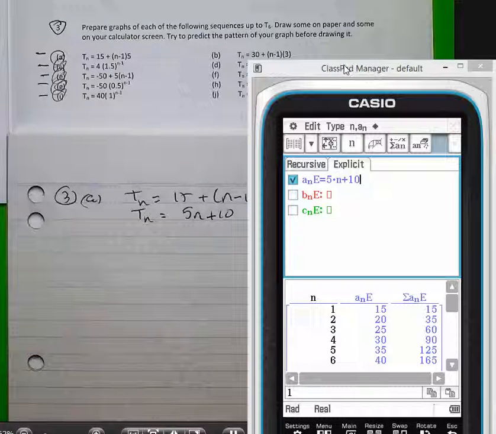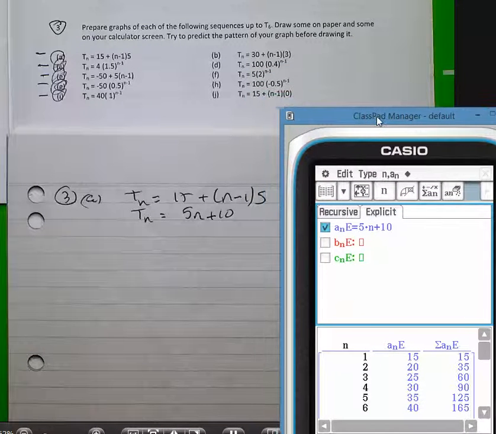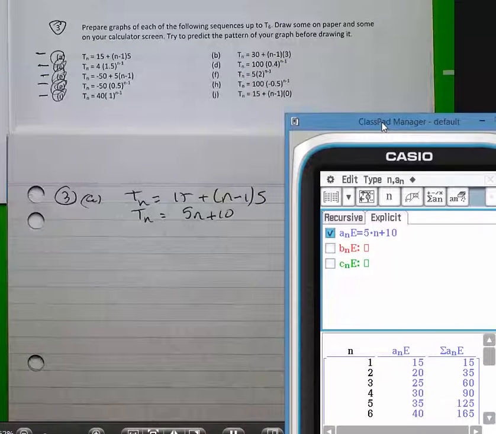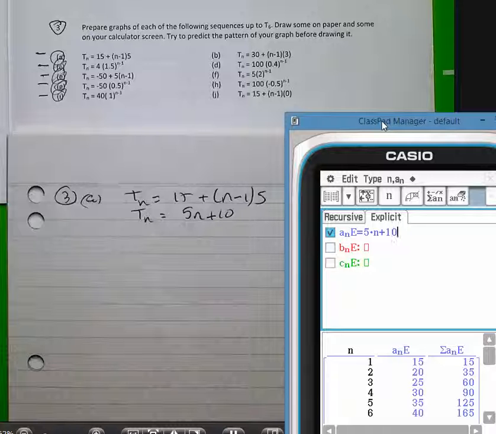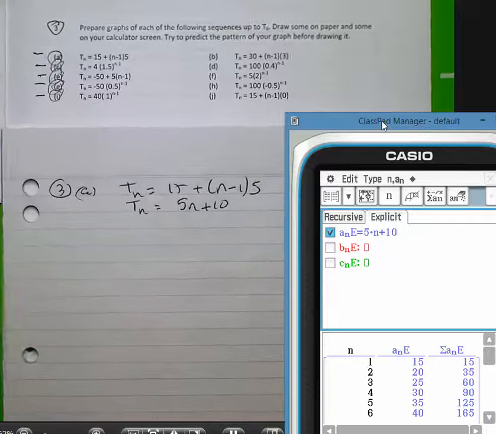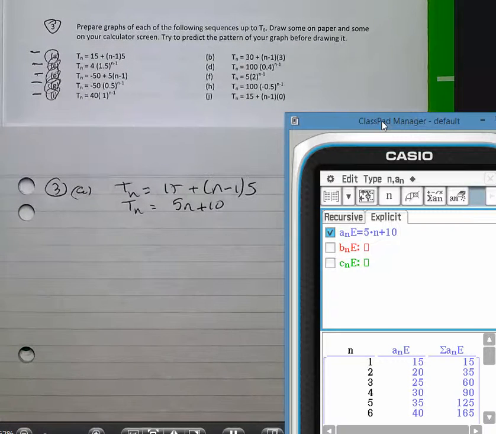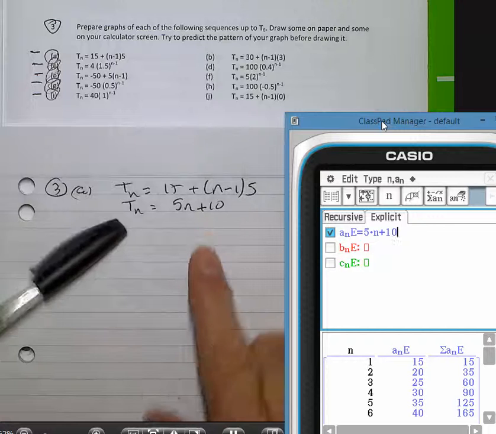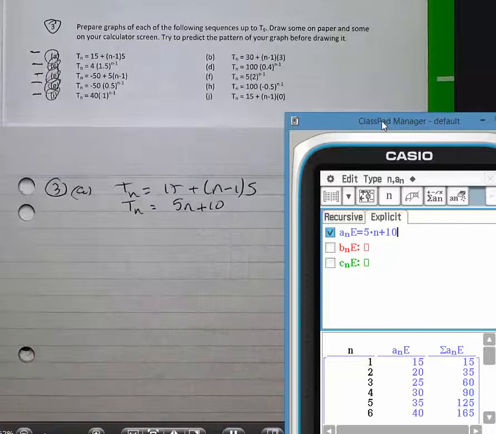In the case of question 3, what we're going to do is prepare graphs of each of the following sequences up to the 6th term. Now, probably best off using grid paper, but if you don't have any, it's quite easy to draw. First thing we need to do in these questions, for the cases of the arithmetic sequences, is expand them and write them in the form of n.